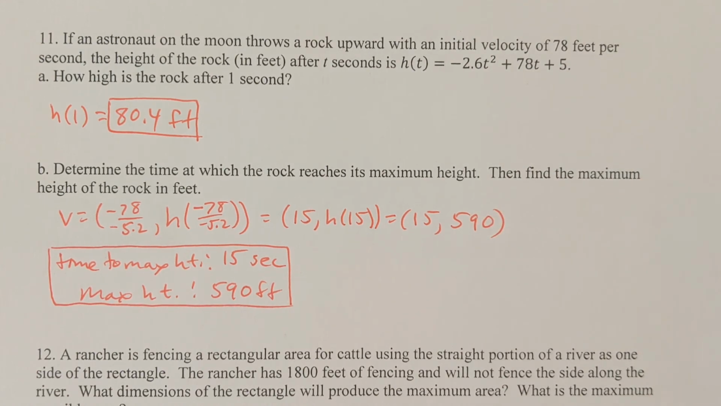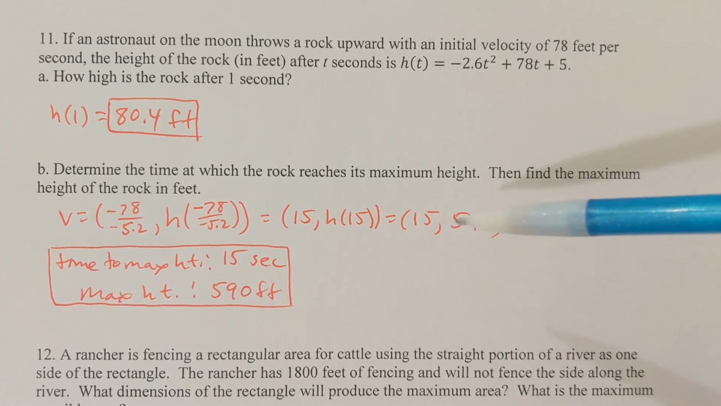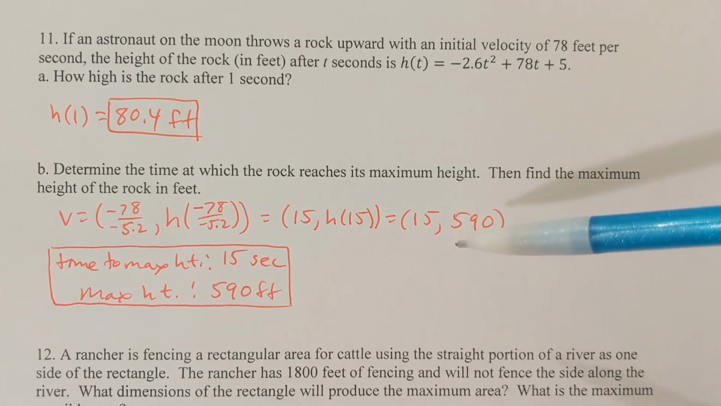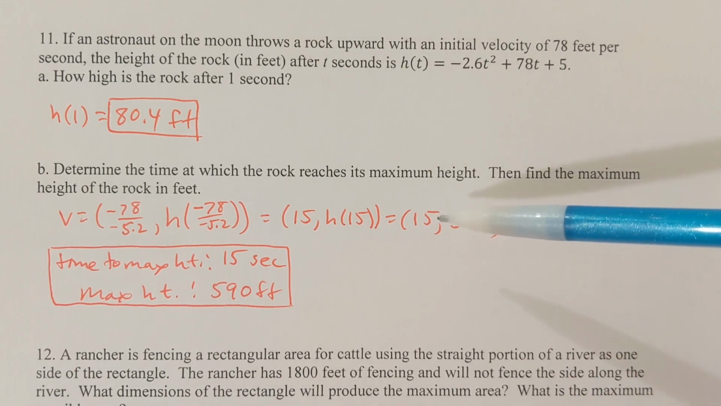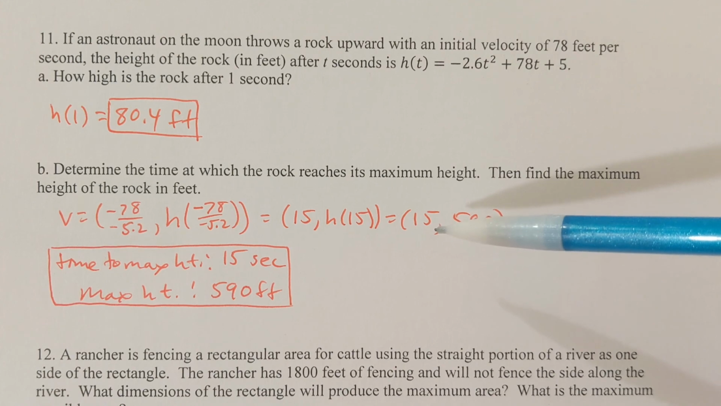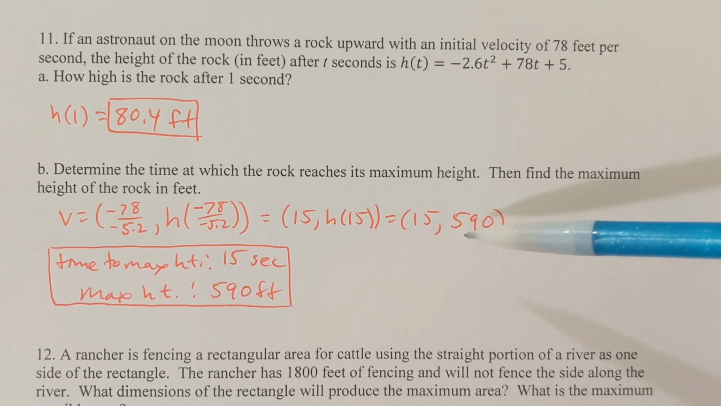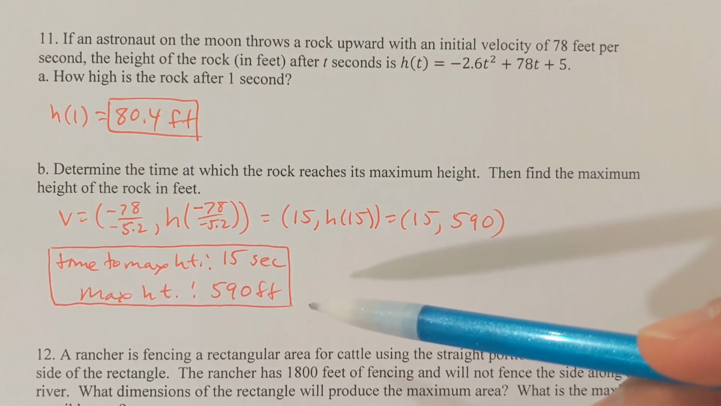Okay, now they're asking for two things there. They're asking for the time to the max height and the max height. Well, t is the time, h(t) is the height. So it looks like it's going to take 15 seconds for the rock to be at its highest point in the air. And at that moment in time, the rock would be 590 feet in the air.